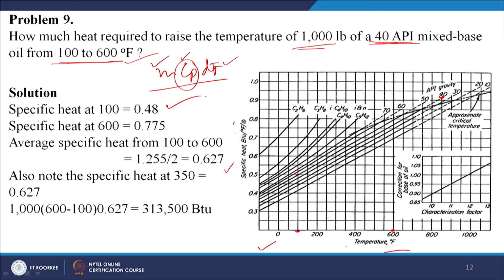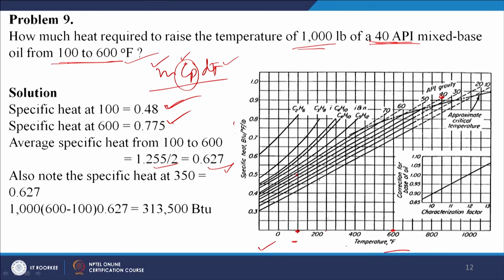So, specific heat at 100 degree Fahrenheit is coming 0.48 BTU per degree Fahrenheit per pound, and specific heat at 600 degree Fahrenheit is coming here. This is below 0.8 and above 0.7. So, it is coming 0.775. So, from this graph we are getting 0.775. Then what will be the average? We will get the average by this plus this divided by 2, that is equal to 0.627. So, the average Cp value is 0.627.